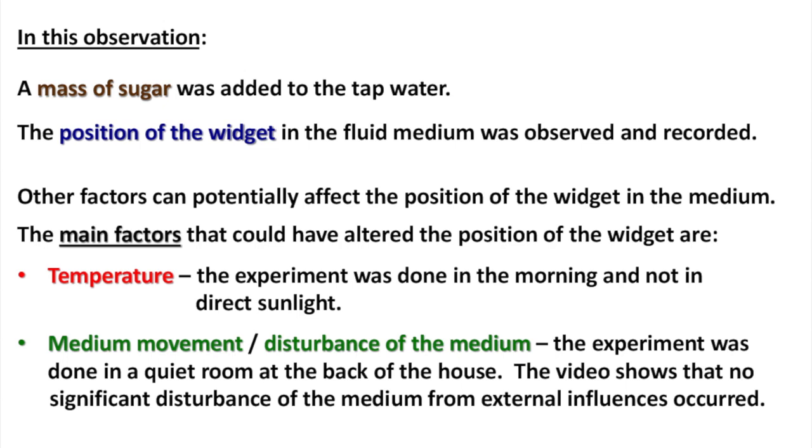In this observation, a mass of sugar was added to the tap water. The position of the widget in the fluid medium was observed and recorded. Other factors can potentially affect the position of the widget in the medium. The main factors that could have altered the position of the widget are temperature.